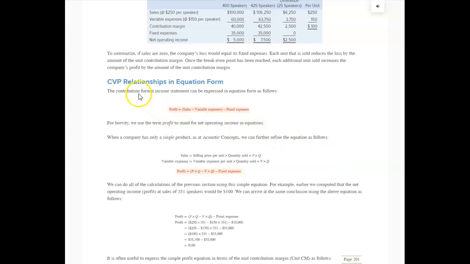Here is the cost volume profit relationship in equation form. I don't care about this form that much, but let's go through it real quick. So your profit then is equal to, and this is like an income statement, sales minus variable expenses, and then take away fixed expenses. And of course, that's going to equal your profit.